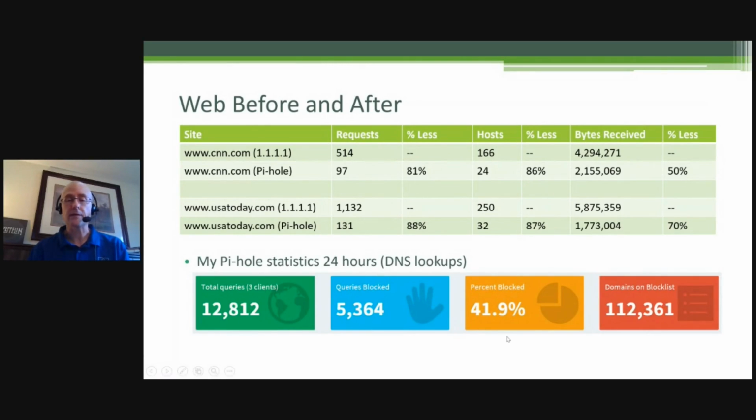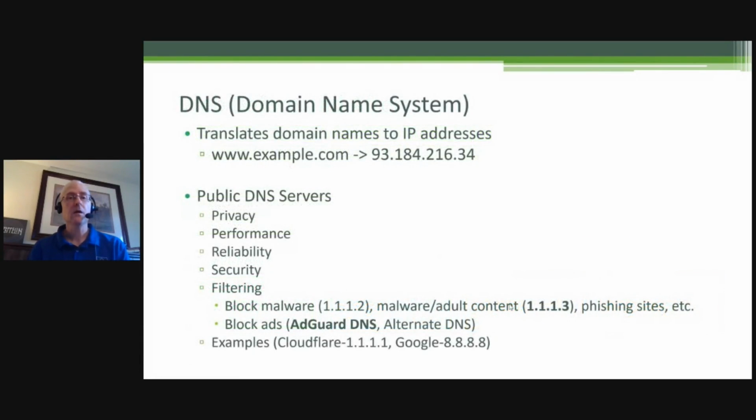Pi-hole does come with a dashboard. Just to give you an idea, this was 24 hours of my home network. I had about 13,000 DNS queries, and about 42% of those were blocked. We'll talk about how that works here in a minute.